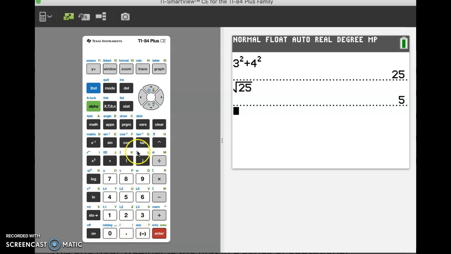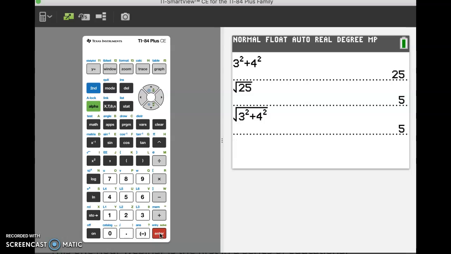You ready? I'm going to hit second x squared, and I have my radical. Then I'm going to hit 3 x squared plus 4 x squared, and I'm going to hit enter, and it gives me 5. Look at that. So what we did there is we did the square root of a squared plus b squared, and it just handed us the missing side right then and there. Okay, so let's do it again.